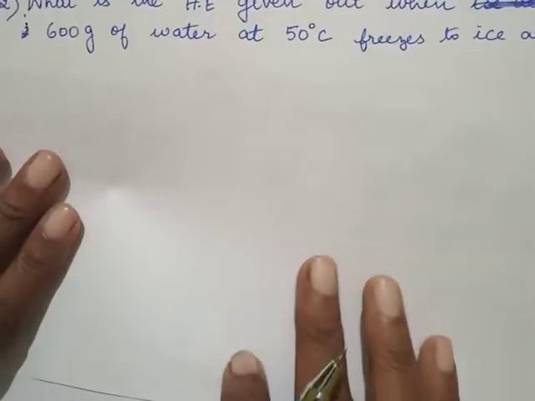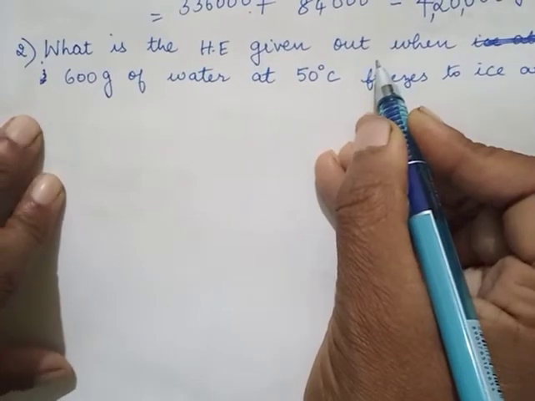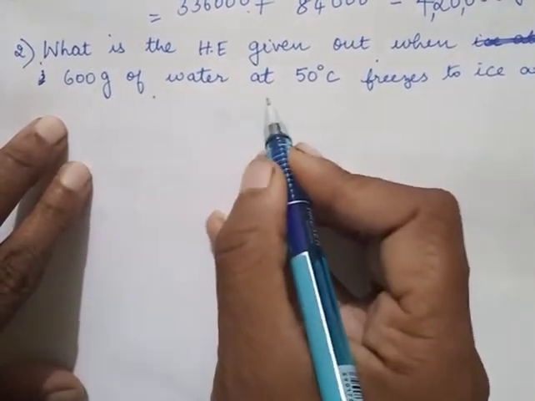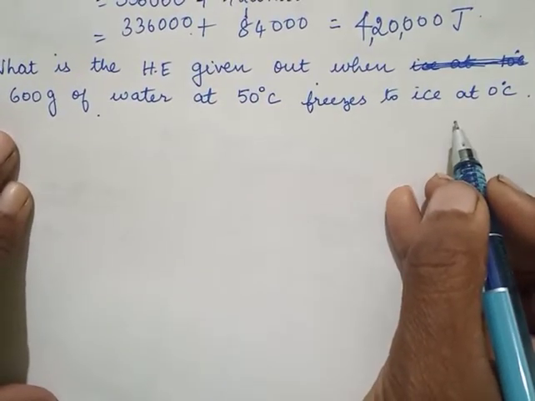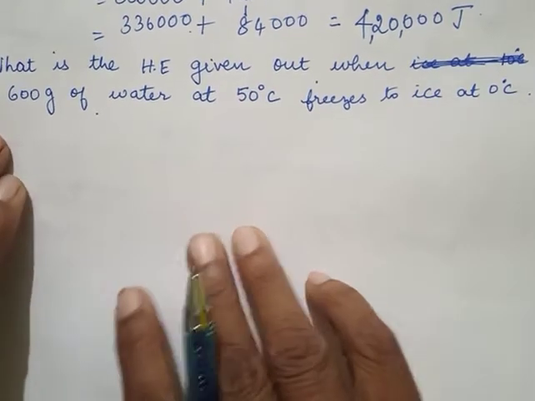Okay, now see this numerical number 2. What is the heat energy given out? Now the reverse is happening. 600 gram of water at 50 degrees Celsius freezes to ice at 0 degree Celsius. So you have to remember this also, children.